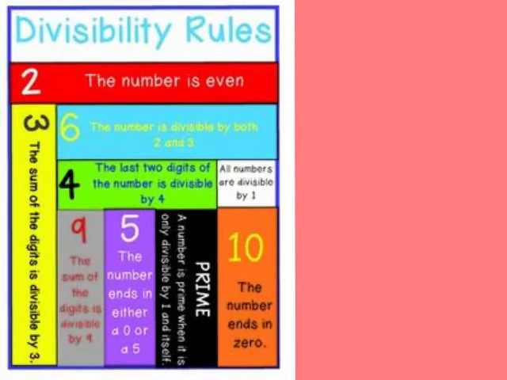For 3, it says the sum of the digits is divisible by 3. Well, what is the sum? The sum is when you add numbers together, the answer is the sum. So the digits are the individual digits in any number. If you add all of those together, let me give you an example real quick. Let's say we have the number 387. Alright, and if we add those together, 8 and 7 is 15, plus 3 is 18.